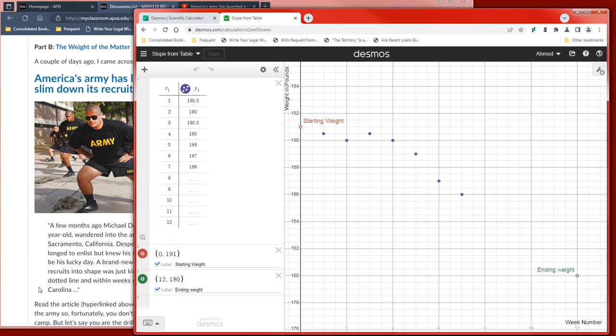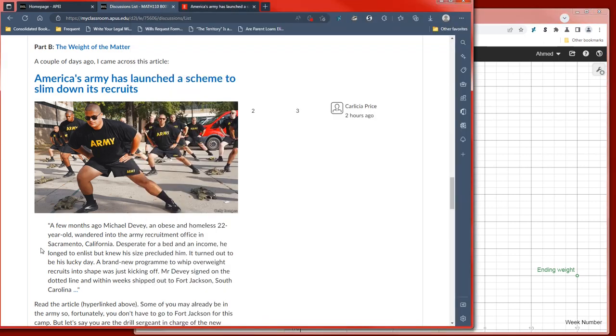Now, the reason I picked 191 pounds for Mr. DB's starting weight, remember what we're trying to do is figure out whether he will be able to pass the recruiting camp or not. You know this better than I do, but in the article, it says that the Army allows recruits to be 6% above the target weight for their age and gender when they start.